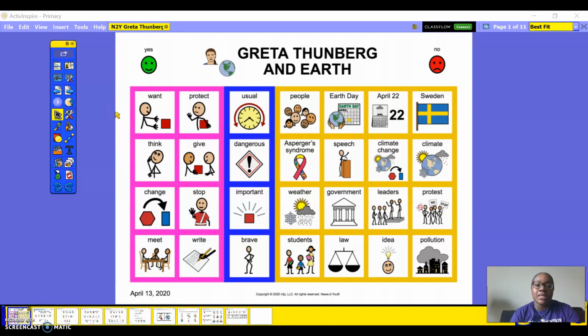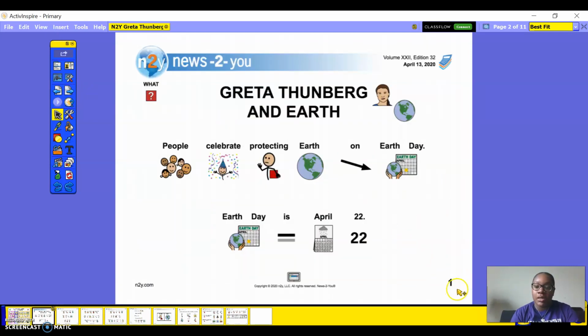All right, so if you have printed this document, we're going to turn to page 1. So make sure that your page looks just like mine. Find that number 1. All right, and so what are we reading about? And this is our title. The title tells us the what. And so again, the name of our story this week is Greta Thunberg and Earth. And this story was published on April 13th, 2020.